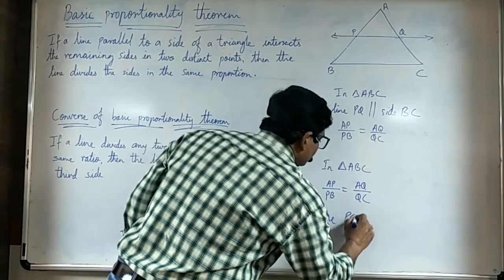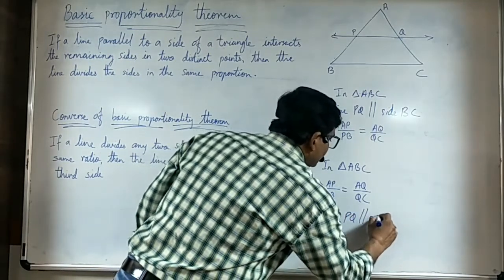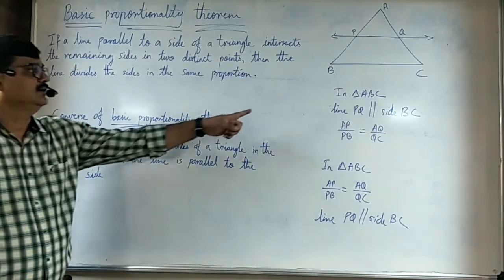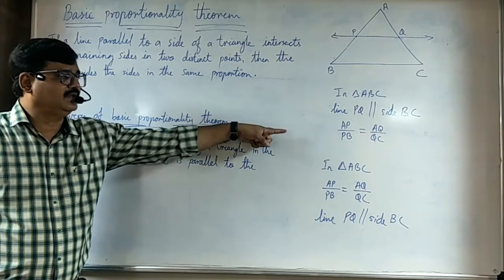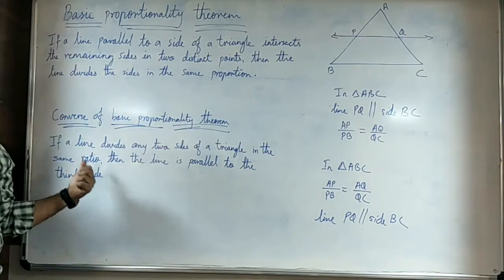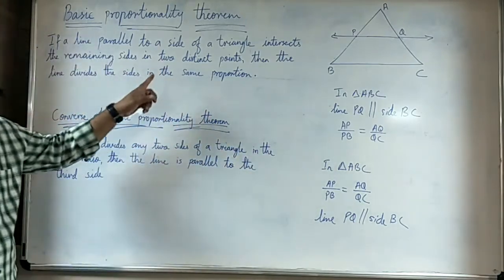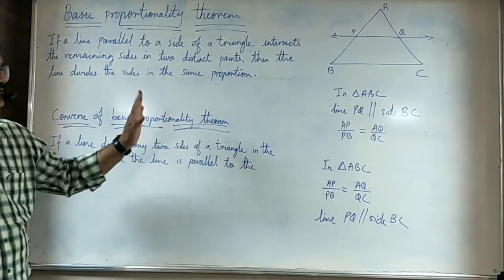Line PQ is parallel to side BC. Here, the basic proportionality theorem says that if the line is parallel, then the ratios are equal. But the converse says that if the ratios are equal, then the lines are parallel. Can you see that it is written in your textbook? You have to be thorough with this.